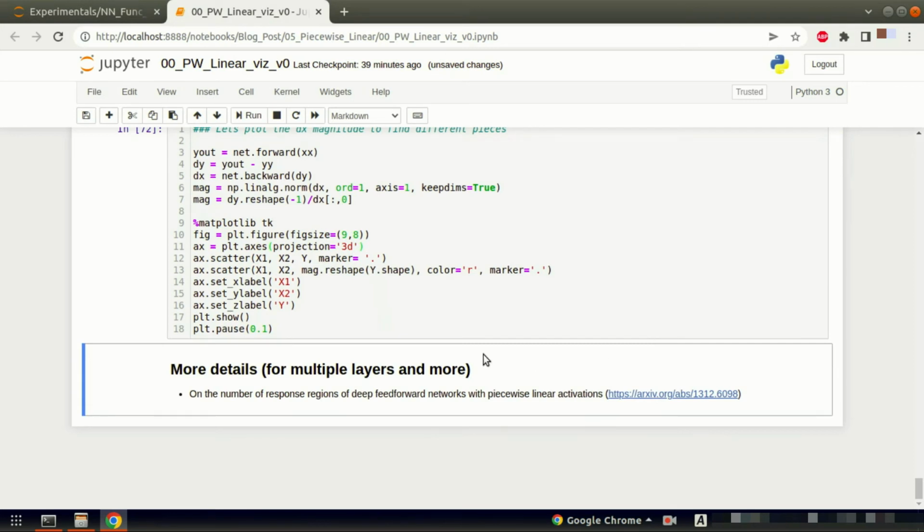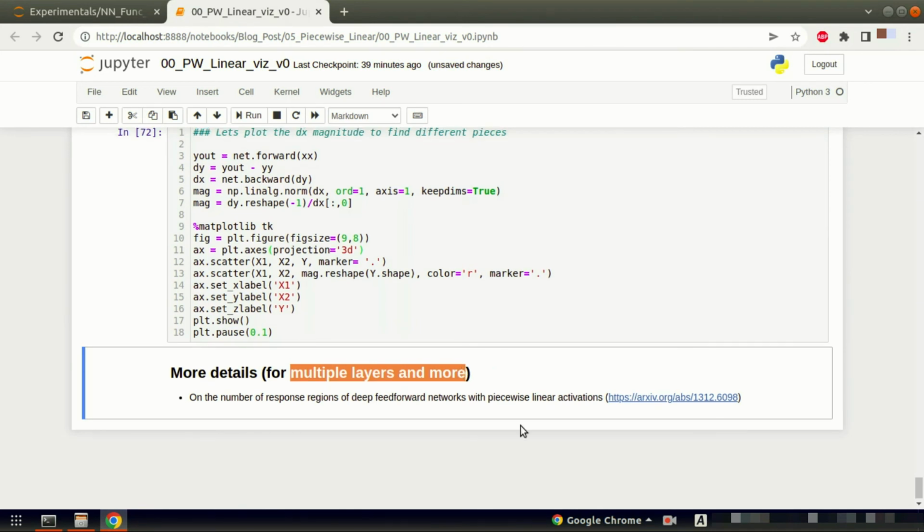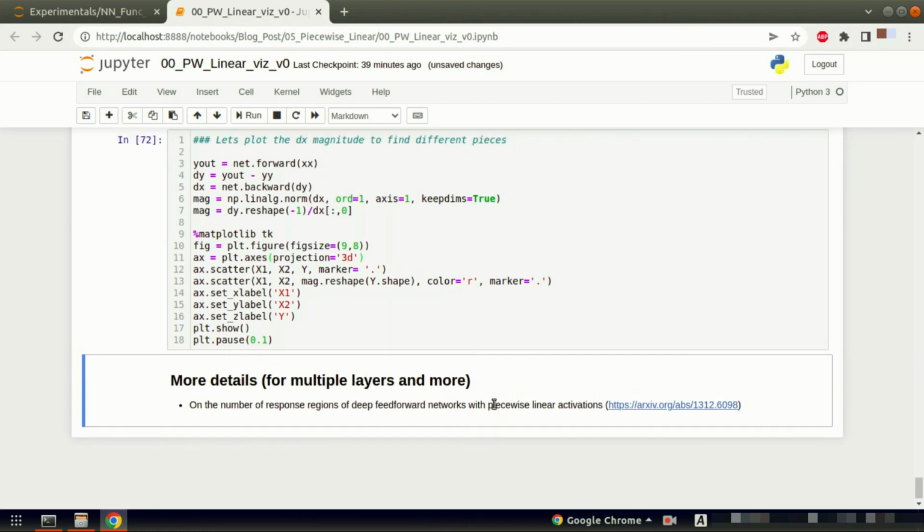So if you want details for multiple layers and how piecewise linear activations work in deep neural networks, check out this paper. Here is the link. Thank you.